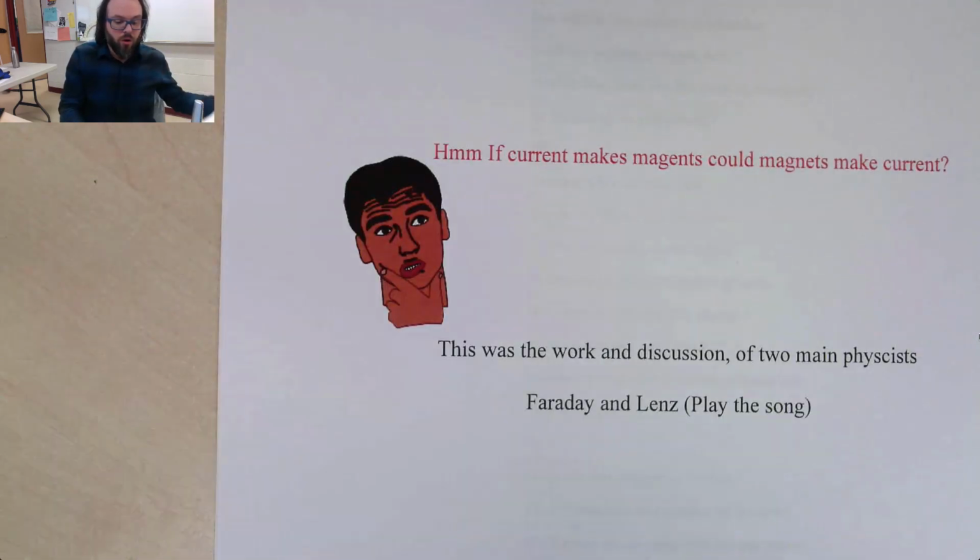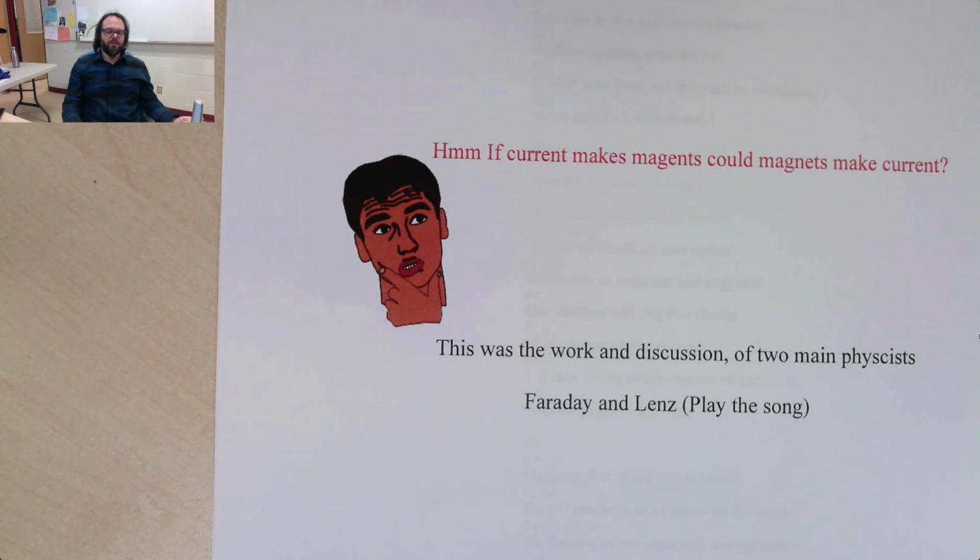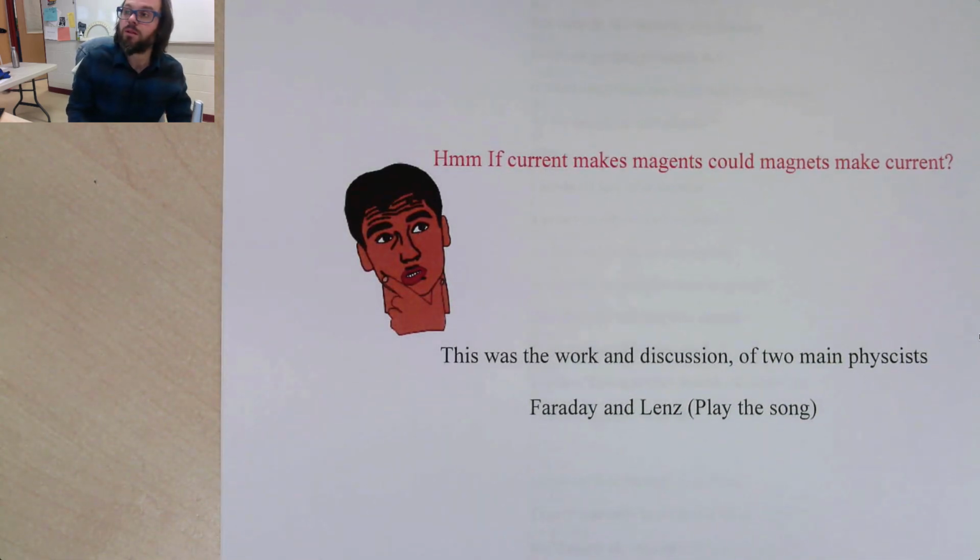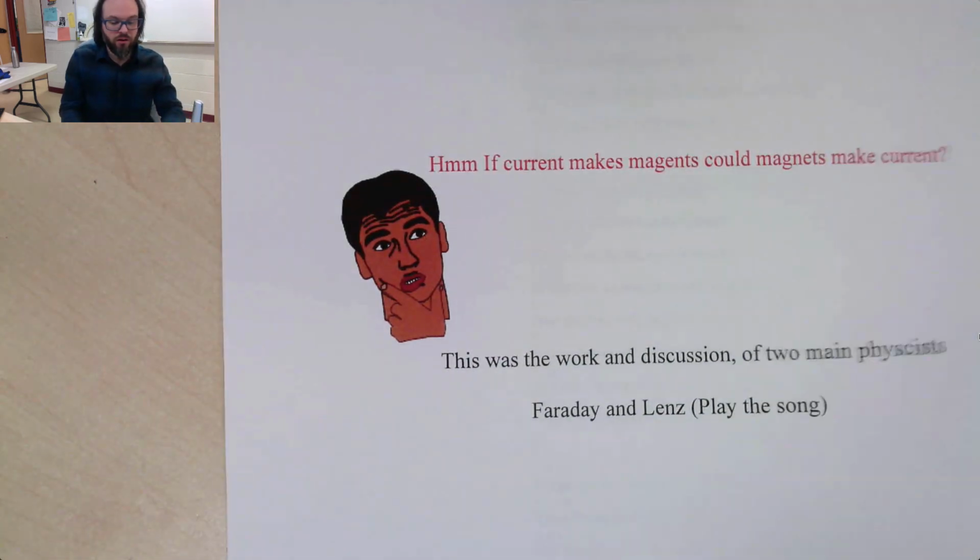So, what does that mean? We have to think about this here. If current makes magnets, could magnets make current? Well, that's pretty much what we just came up with. So current, we know before, makes magnets, and we know magnets make current. So we've discovered now a way of making current, which becomes very important later on. So here I have a song for us to listen to to help us understand what's happening.